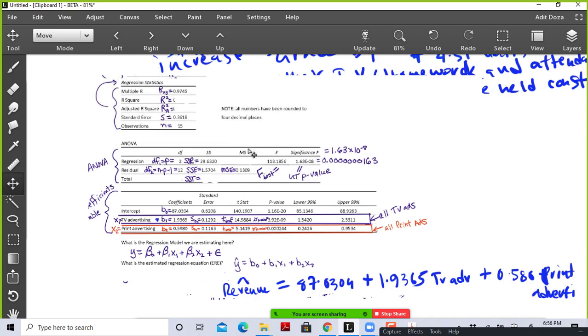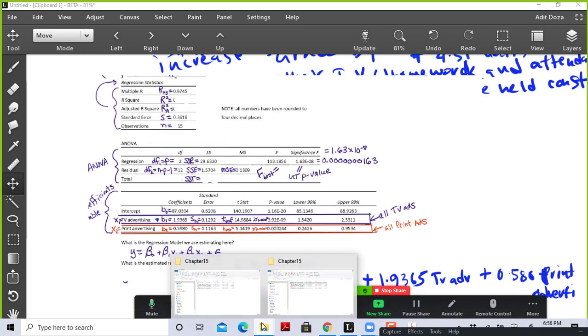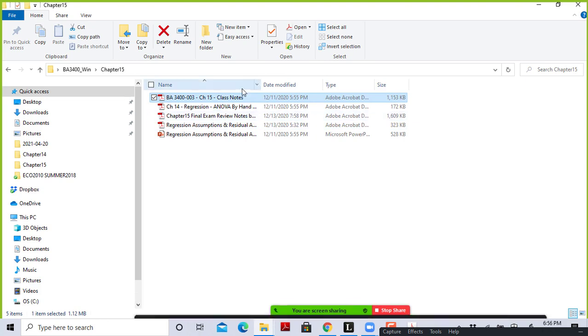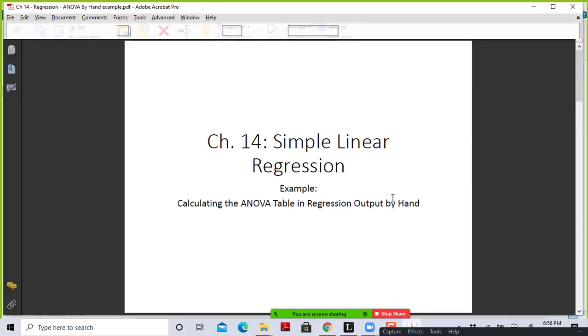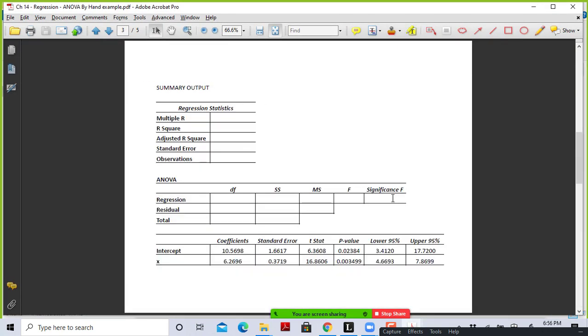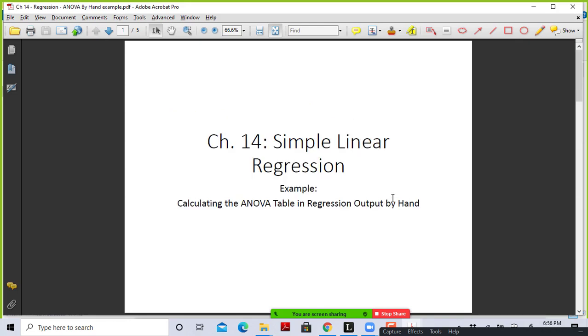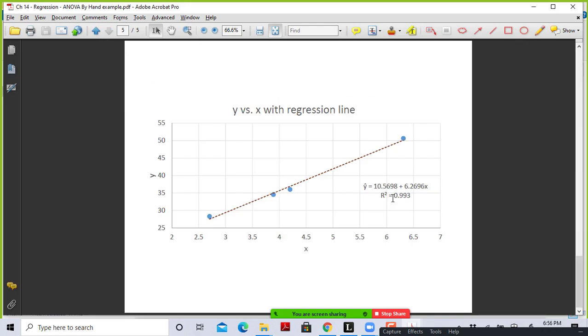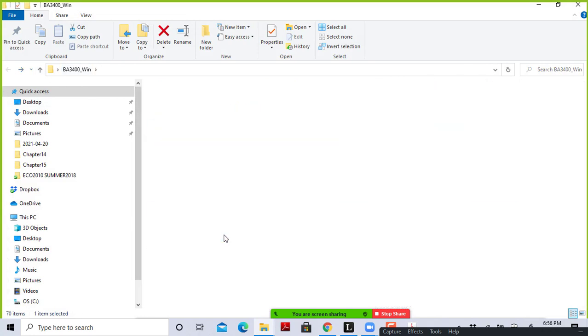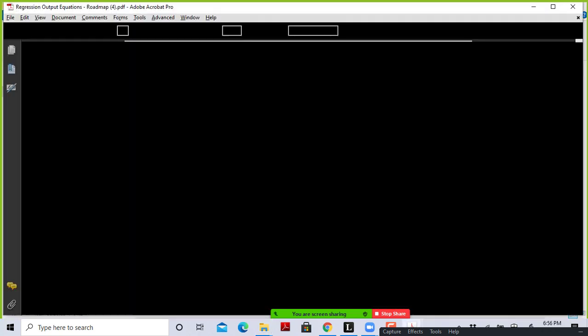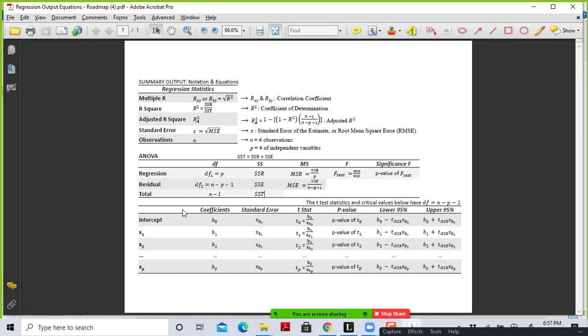And for finding these formulas, I recommend you print the regression output of chapter 14. Where is the formula sheet? Yeah, the chapter 14 regression output, the same one. Make sure you print this one out. These formulas will be really useful for you.